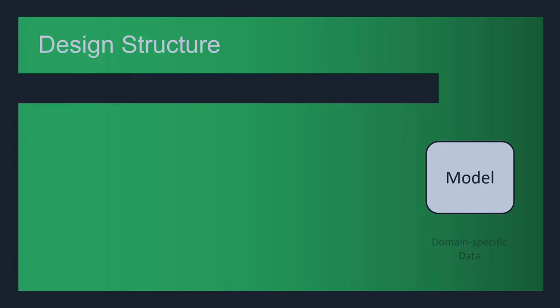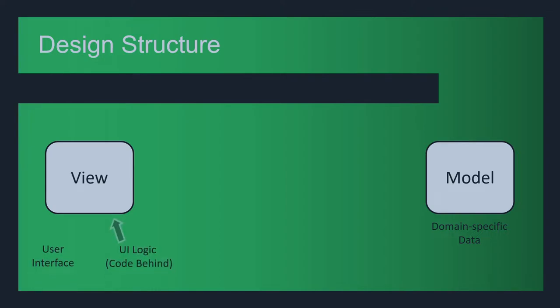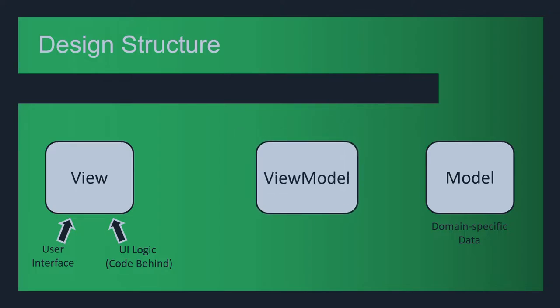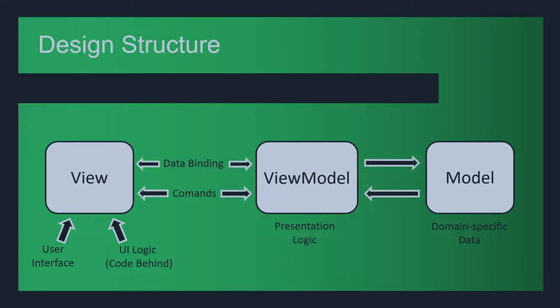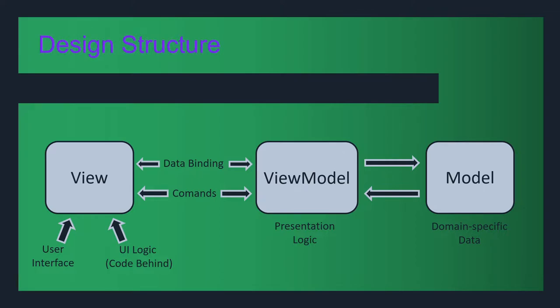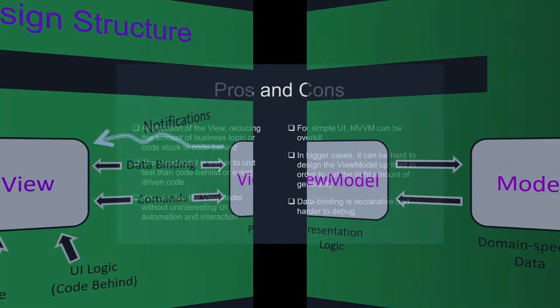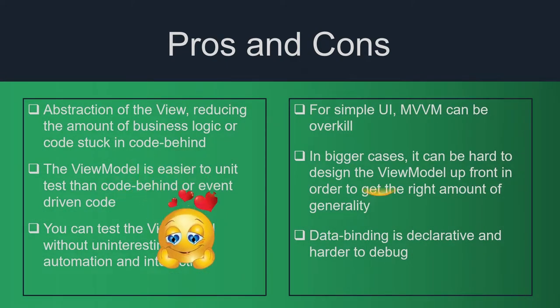Now let's recap a bit what the design structure of the MVVM is. First, we have the model, which holds the domain-specific data. Then we have the view, which is the actual user interface that also might have some UI logic in the code behind. And last but not least, we have the view model that is responsible for the presentation logic. The view model being the bridge between the view and the model, it interacts with the view through data bindings and commands. Also with services that retrieve the needed model, and it can pass it through the view with the help of notifications. Now let's take into consideration some pros and cons.